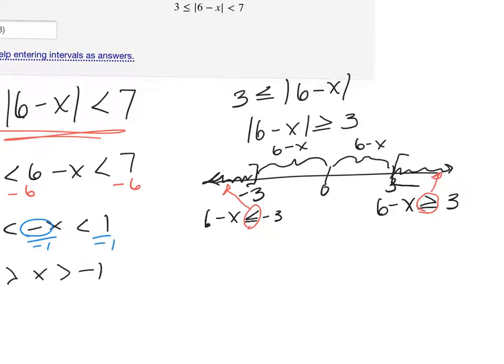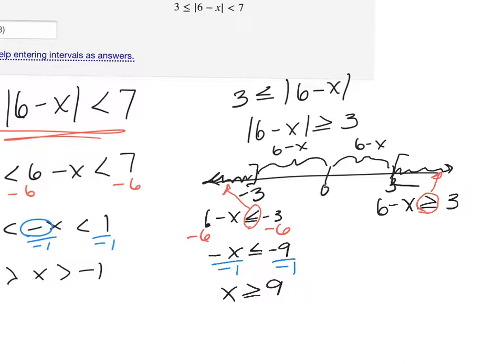So now I'm going to work these two. Again, I'm going to subtract off 6 here and here, because I'm isolating my x, so negative x is less than or equal to negative 9. Multiply by a negative 1 or divide by negative 1, depending on how you look at it, so divide by negative 1. My inequality changes direction, so I have x is greater than or equal to positive 9.